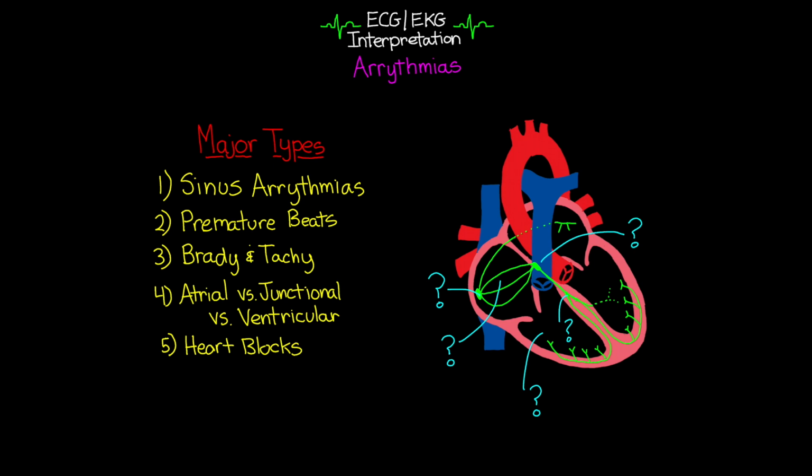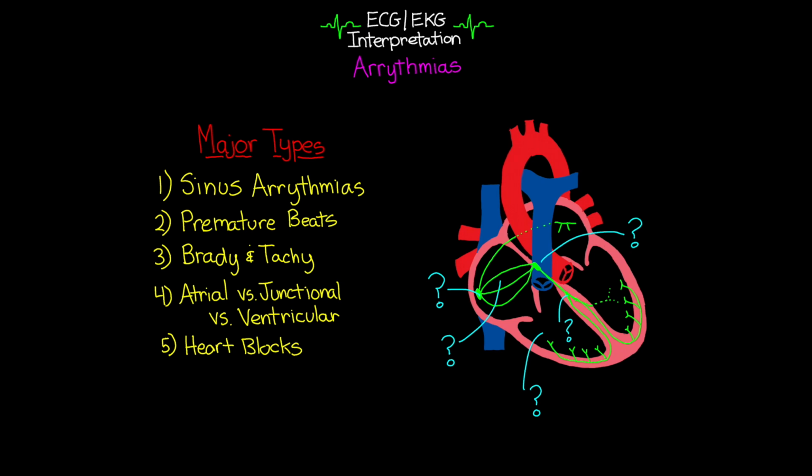And hopefully with what we've discussed in the past two lessons, you'll be able to take that knowledge and understand some of the conduction issues or the issues that are going on underlying some of these rhythms that you see. So I have listed out here some of the major types, and there's going to be multiple arrhythmias within some of these categories.